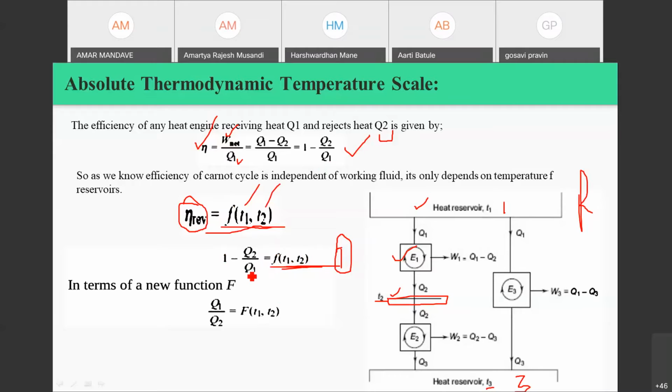By taking some mathematical steps, we can write q1 upon q2 is again a function, a different function, capital F, of T1 and T2. In this equation this function will be different, and in the second equation the function will be different. Why is it different? Because here we did some mathematical rearrangement of the terms q1 and q2 and the function. So that's why in the second section this function is different.